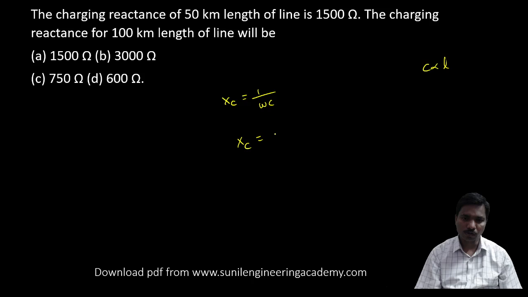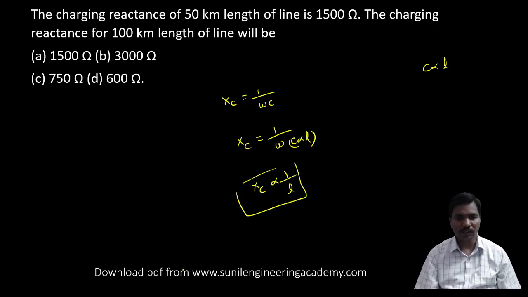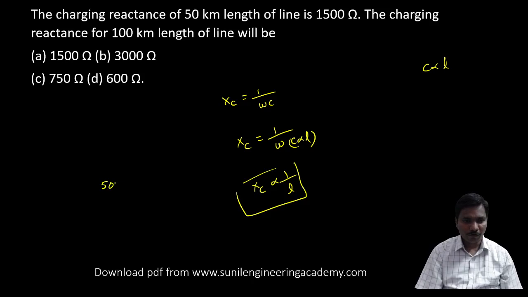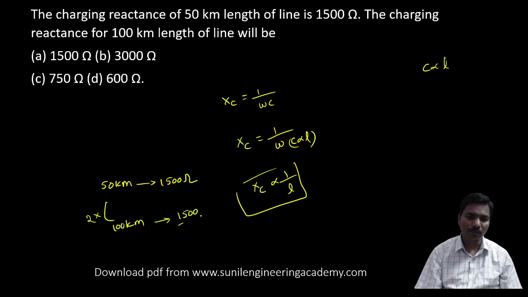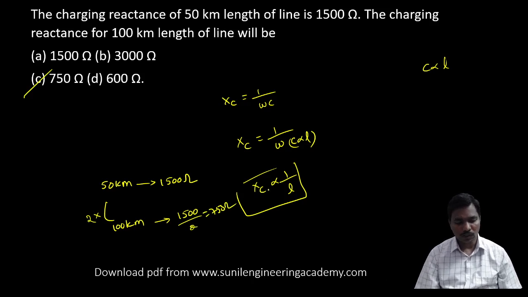So Xc is equal to 1 by omega C. As C is proportional to length, Xc is inversely proportional with the length. In this case, for 50 kilometers they have given 1500 ohms. For 100 kilometers, the length increases by 2 times, which means inversely proportional, it decreases by 2 times. That is equal to 750 ohms. So the answer is option C.